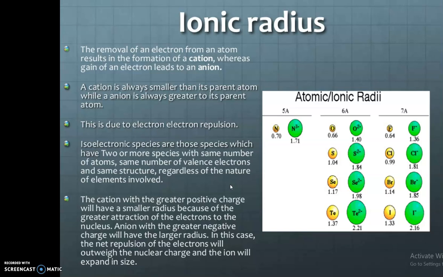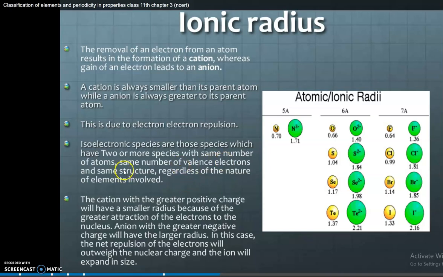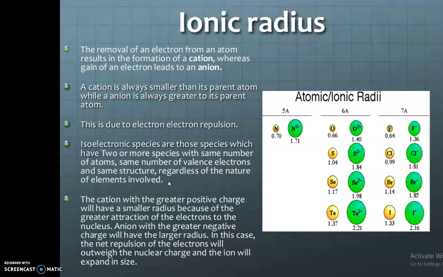And another important thing in this is isoelectronic species. What are isoelectronic species? Those are two or more species with the same number of atoms, same number of valence electrons and same structure. This is known as isoelectronic species. If an atom, ion or substance has the same number of electrons, valence electrons, then we can call it isoelectronic species.